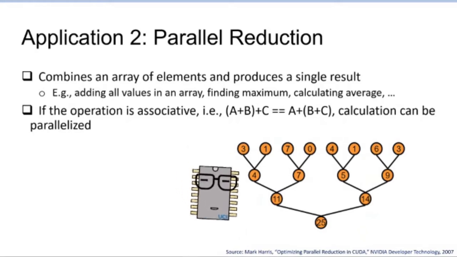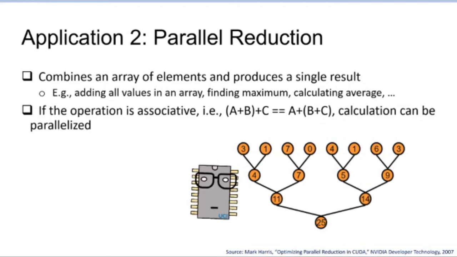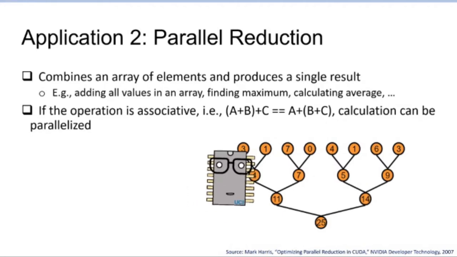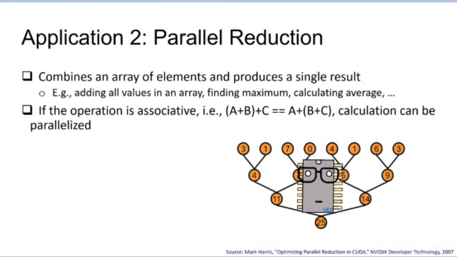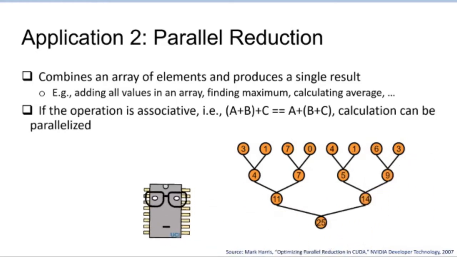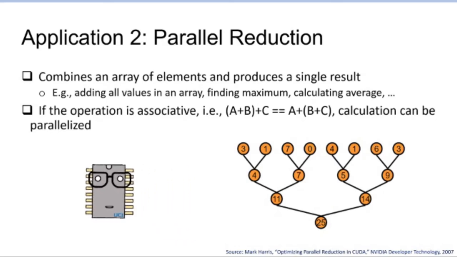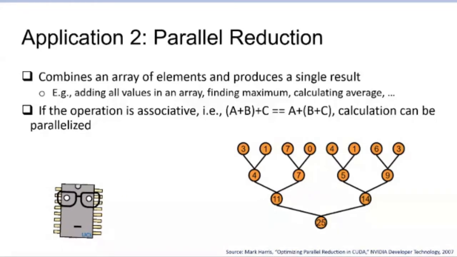So it looks like a tree. One way we could do it is in the shape of a tree like this. We can add these two numbers first, add these two numbers first, and then do it in a parallel manner if we have more than one computation unit. So that's one interesting thing. That's the application we're going to be looking at today.